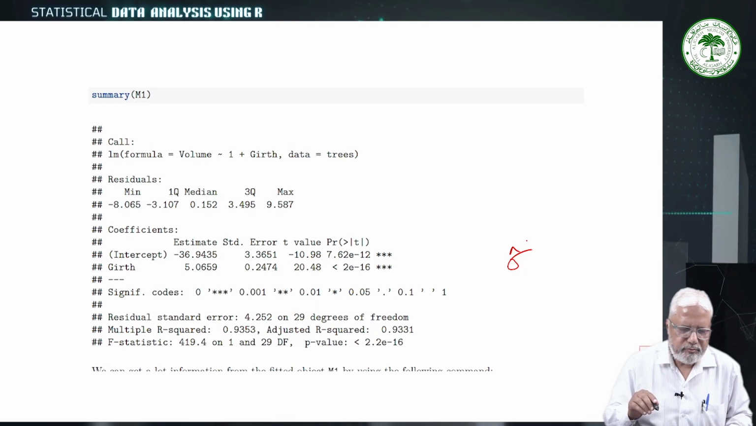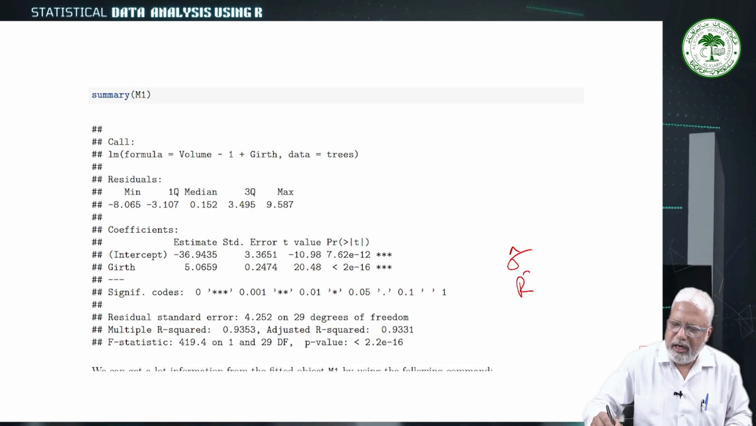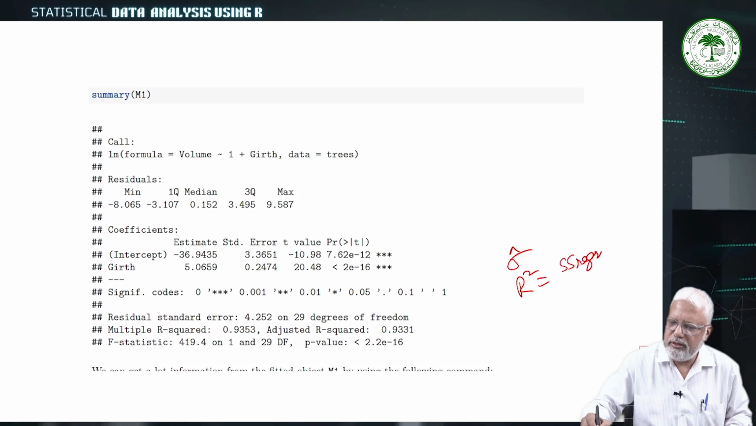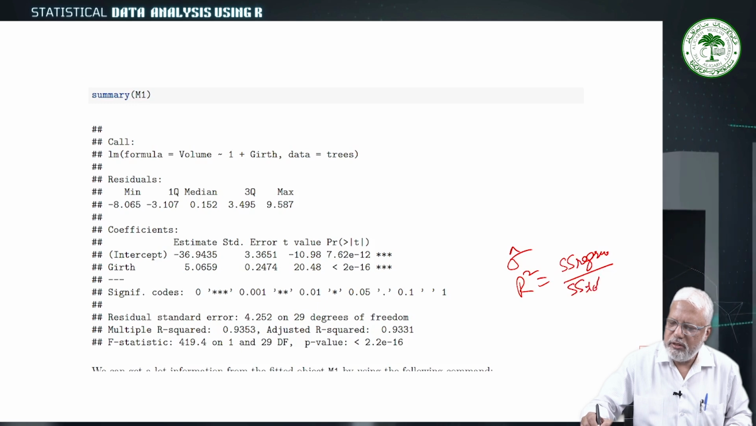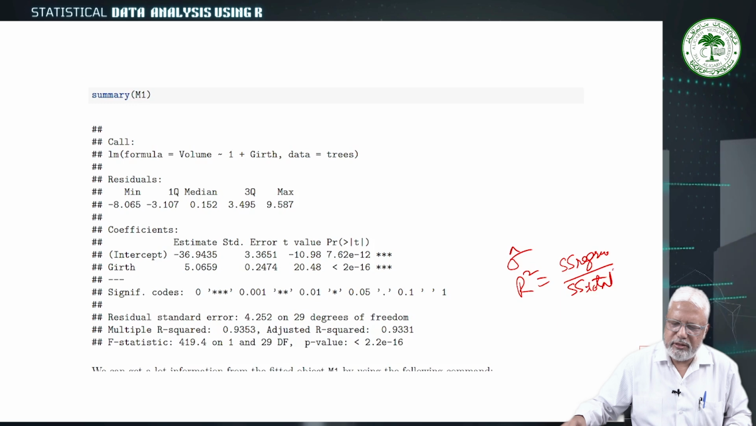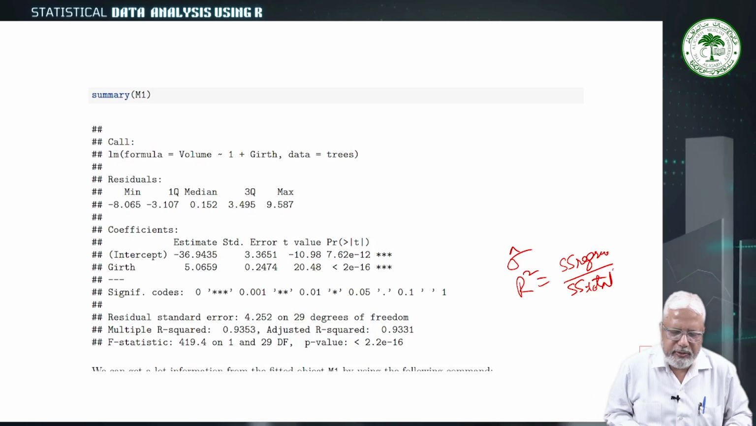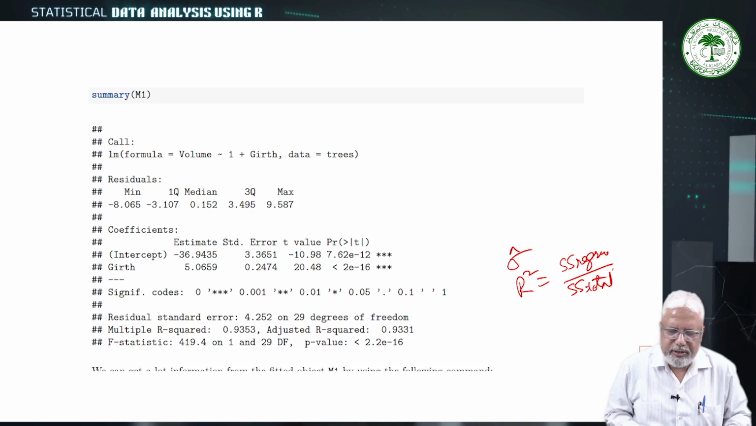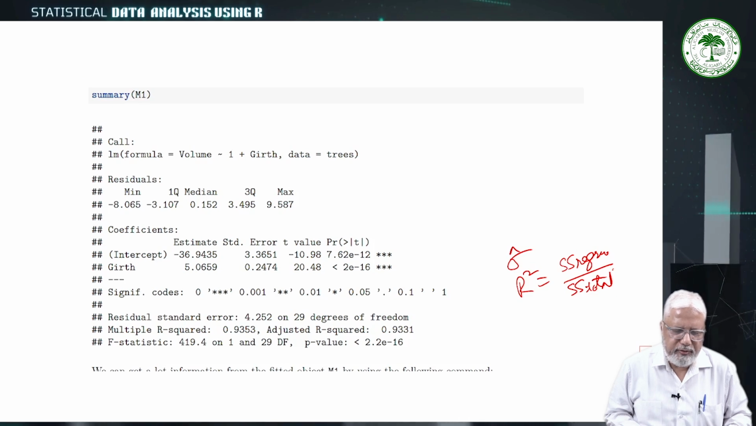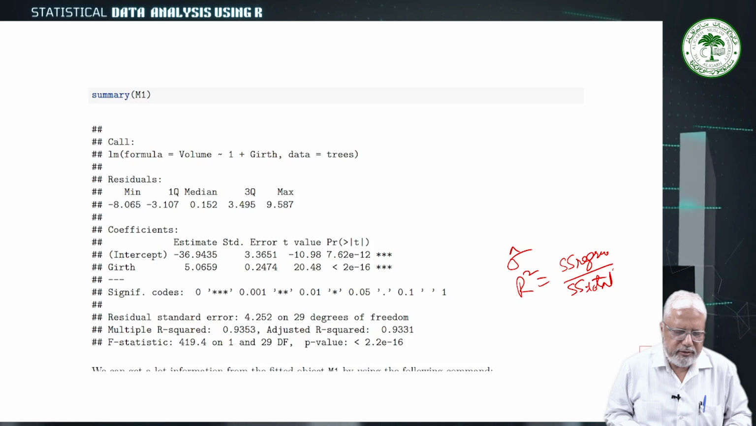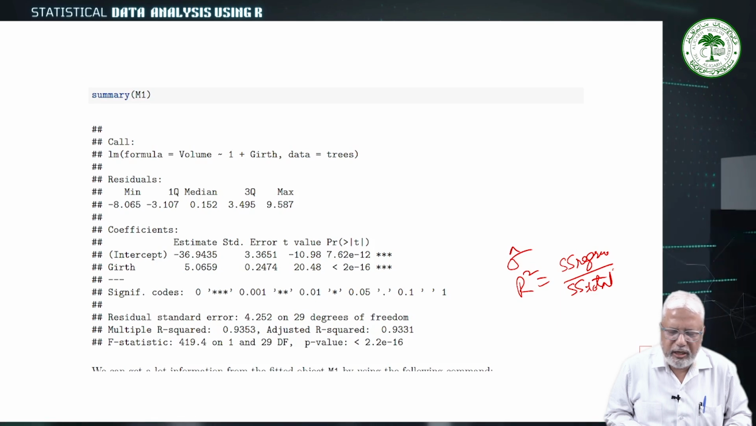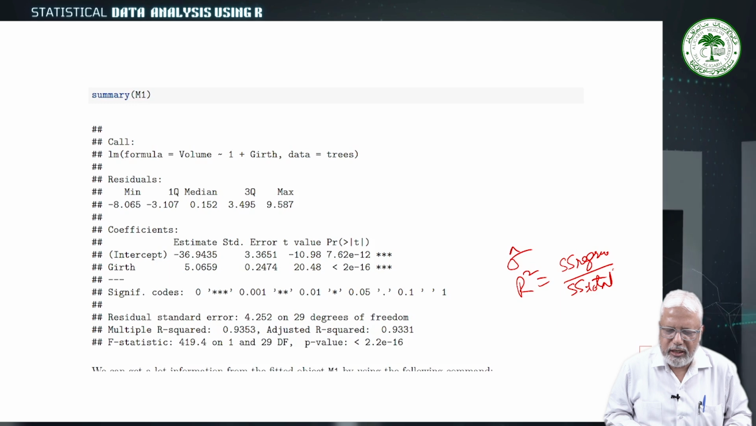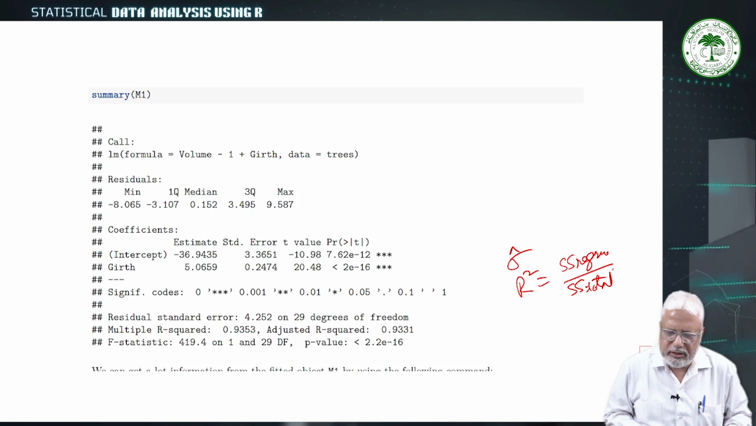And R square is nothing but SS due to regression divided by SS total. So actually R square measures the proportion of variability explained by the model, and adjusted R square adjusts for the number of predictors. One problem with R square is that as you increase the number of predictors, R square will increase, whereas adjusted R square adjusts for the number of predictors.